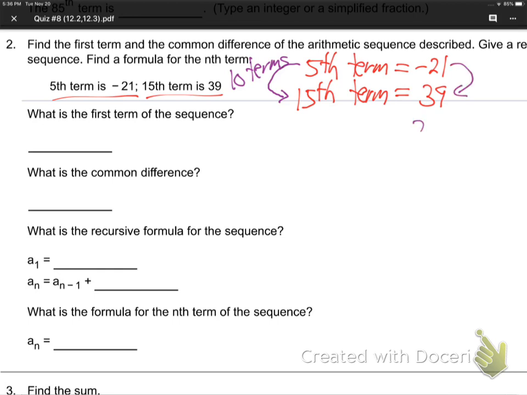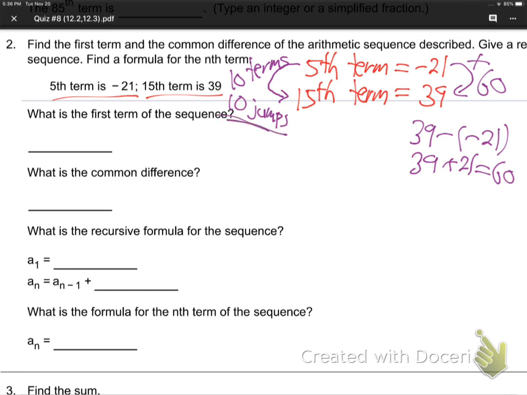And how far is it from there to there? If you subtract, 39 minus negative 21, that's 39 plus 21, which is 60. So that means it goes up 60 in 10 terms, 10 jumps. So that means the d is 6. It's 60 over 10, which is 6. It goes up 60 in 10 jumps, so each jump is 6, right?